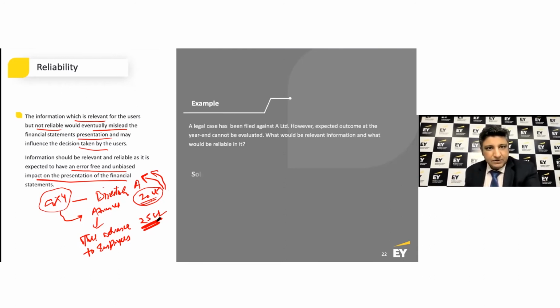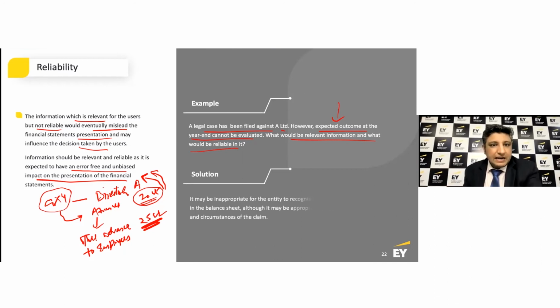So let's take another example. It says that a legal case has been filed against A Limited. However, the expected amount at the year end cannot be evaluated. What would be the relevant information and what would be reliable in that? Importantly, even if the expected outcome cannot be evaluated, you still need to give a disclosure. You still need to tell what the possible financial implications are, right? That's the reliability perspective. It would not be appropriate to recognize the full amount of the claim, but at least a disclosure around that is going to be critical, right?